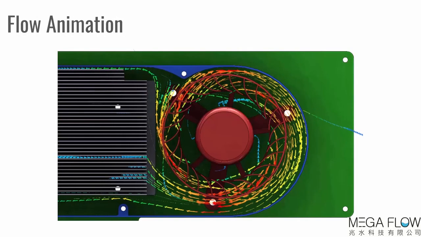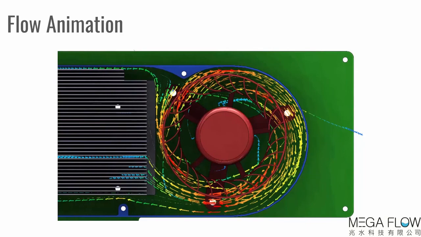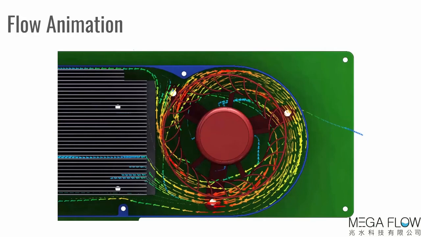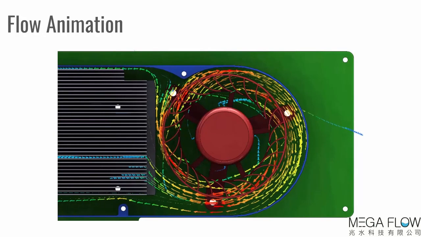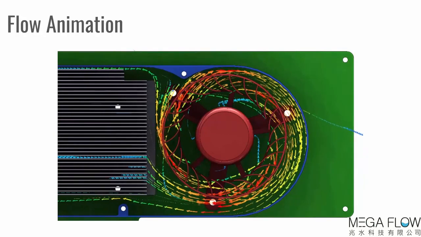We'll end with flow animation. It does appear that the heatsink fans are too close to the blower to properly distribute the flow. Perhaps in a future webinar, I will optimize this blower heatsink combination and share the results and methods used.